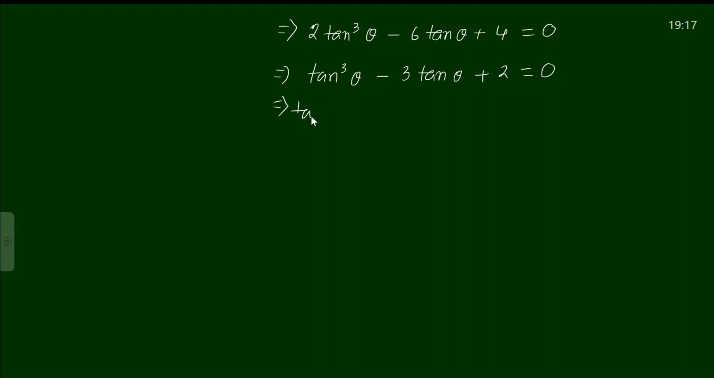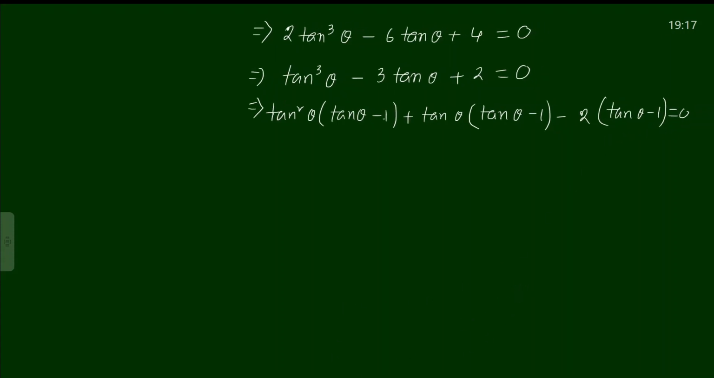So that can be written in this way. You can write tan square theta into tan theta minus 1. So this tan cube is already adjusted. It is minus tan square, so we have to cancel tan square. So plus tan theta into tan theta minus 1 will be there. So this positive tan is negative tan square and positive tan square is cancelled, then it is minus tan theta. But it should be minus 3 tan theta. So we can write in this way, minus 2 times tan theta minus 1 is equal to 0. The last one is already adjusted.